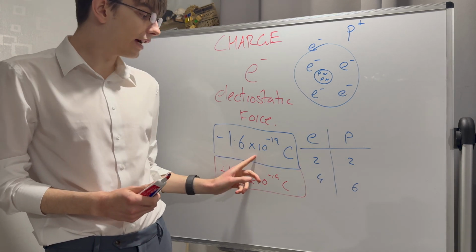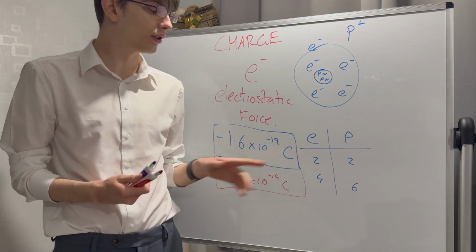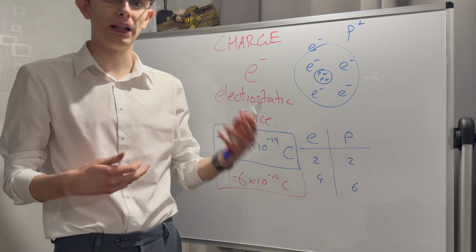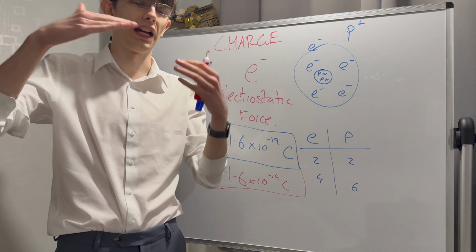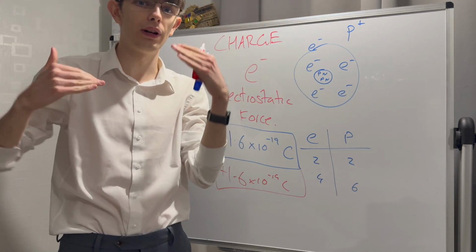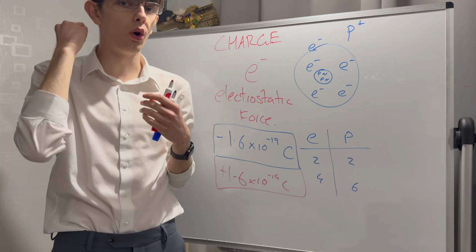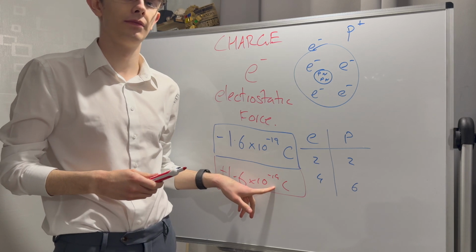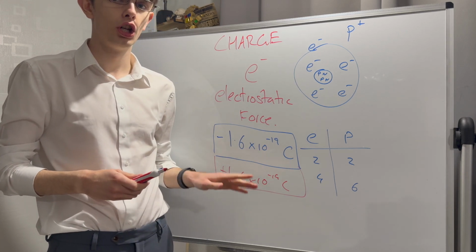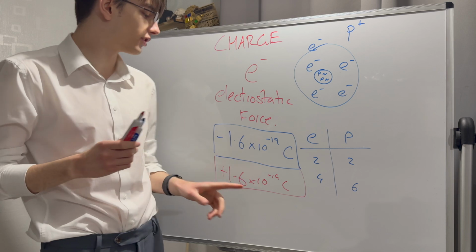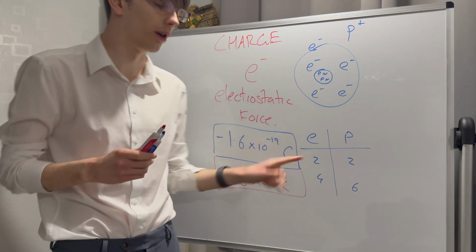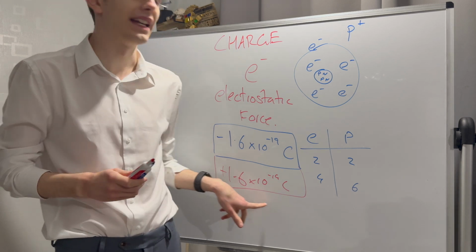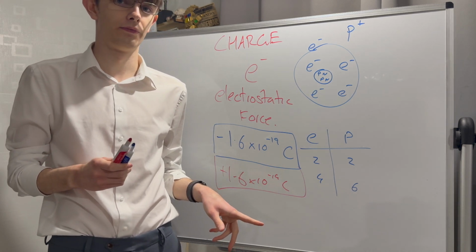And because these have very, very specific numbers, and because they're the same numbers, no matter how many trillions or billions or quadrillions of electrons we have more than protons, or the other way around, our charge is always going to be a multiple of this number. Every time. You cannot have an object that has a charge of 1.3 times 10 to the minus 19 coulombs. Or half of this, 0.8 times 10 to the minus 19 coulombs.